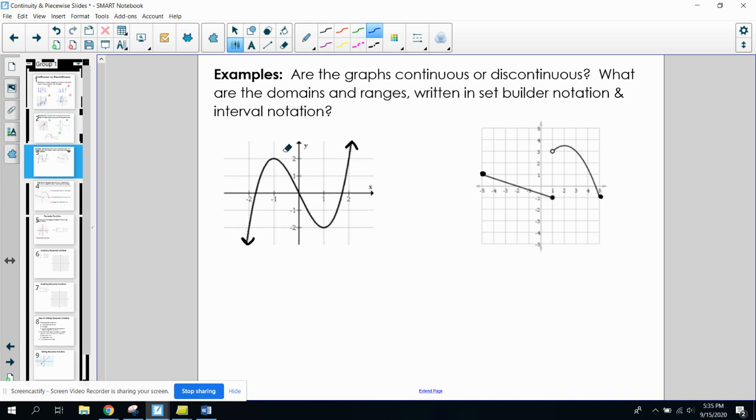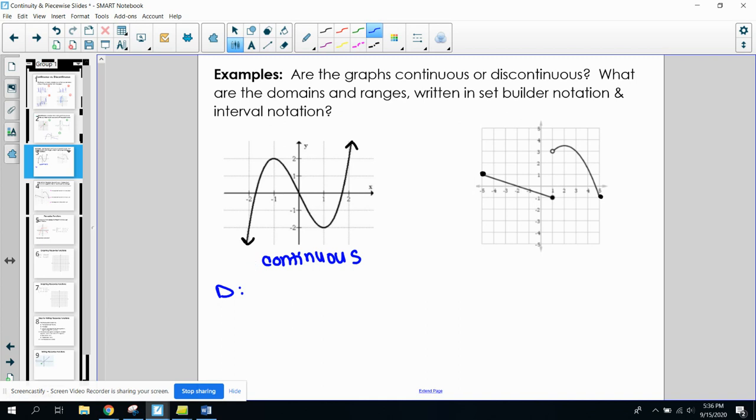In this first graph, if I try to draw it with my pencil, I don't need to pick it up off the paper. So this is a continuous graph. I'm just going to write that it's continuous. And then we are going to find the domain and the range. For the domain, I'm just going to put a D for domain.